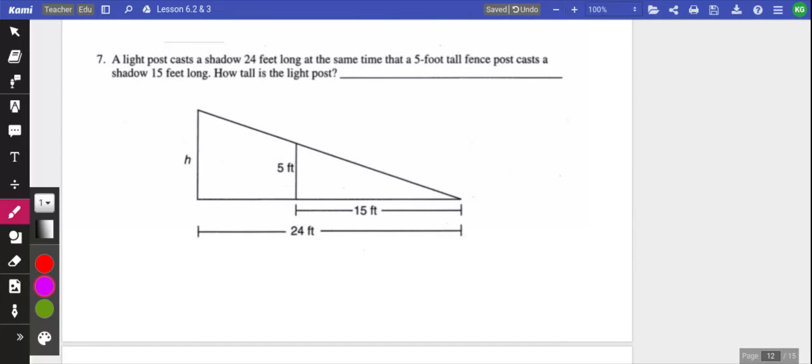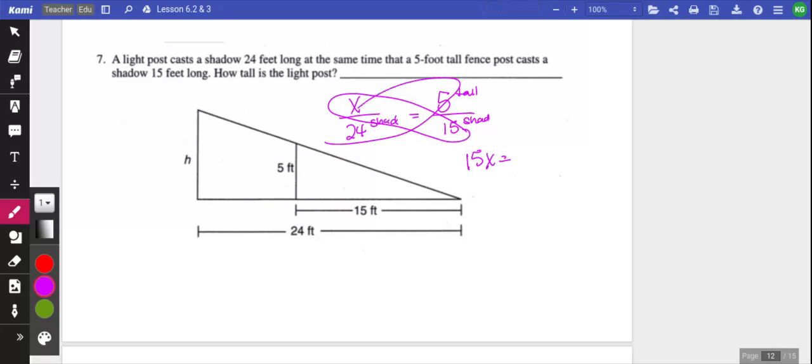A light pole casts a shadow 24 feet long. So we don't know how tall the light pole is, but it's a 24-foot shadow. At the same time that a 5-foot tall fence post casts a 15-foot shadow. So that would give me 15x equals 120. Divide by 15, and x is 8.